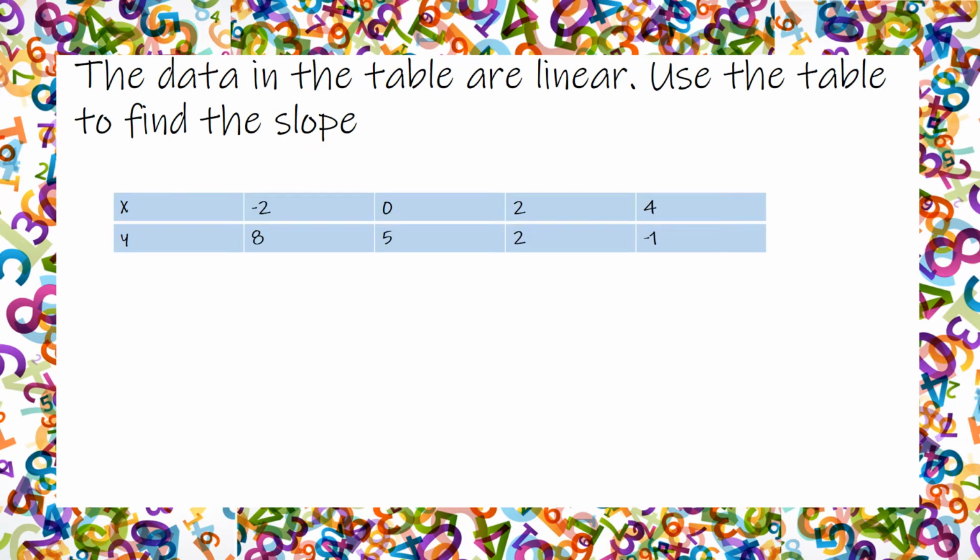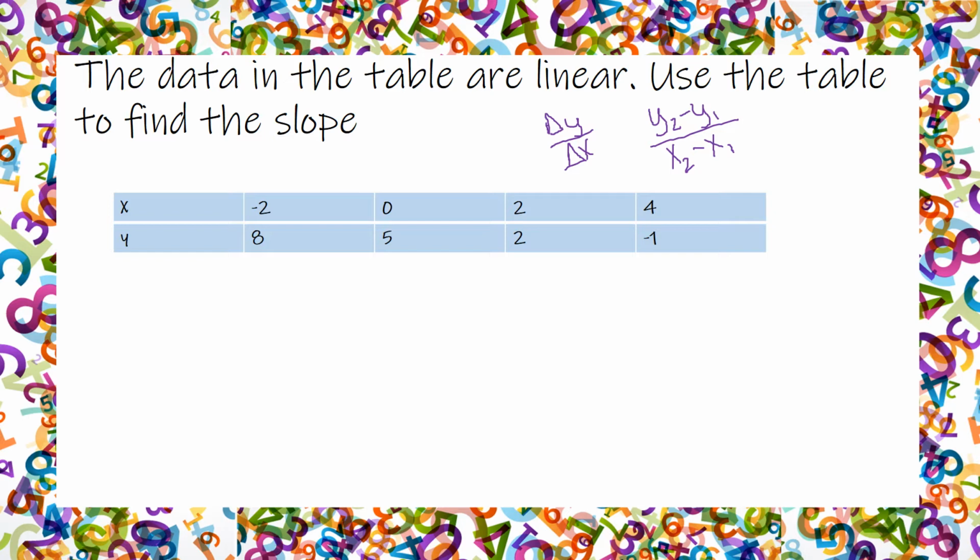The data in the table is linear. Use the table to find the slope. So before we were using rise over run, or the change in y over the change in x. There is also a formula that says the change in y, or y2 minus y1 over x2 minus x1. Same thing. They're just different ways to state the exact same thing.